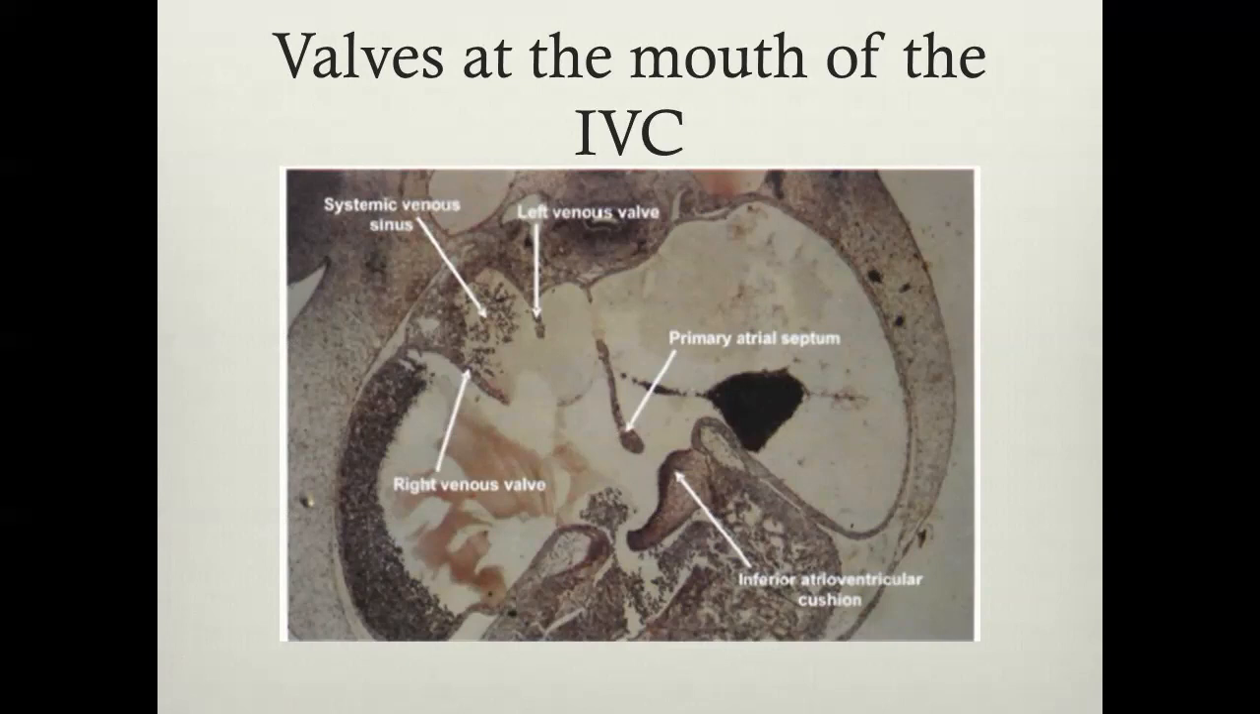So we have the sinus venosus, and we have two valves. This is kind of a quasi four chamber, and here's the primary atrial septum, what will be the left atrium, the right atrium, endocardial cushions. So we have a left venous valve, oddly enough, and it's on, what do you think, the right or the left, Brett? Correct, left. And the right venous valve is on the right. And then what do they become? What do we do with them?